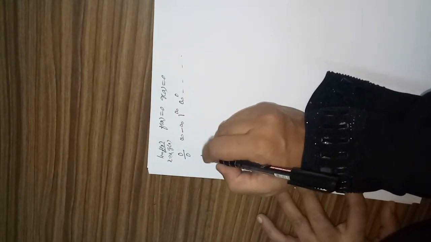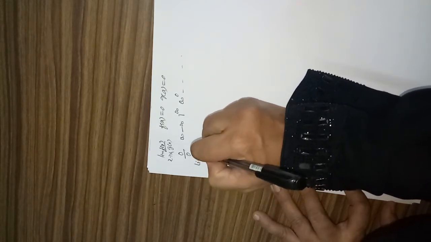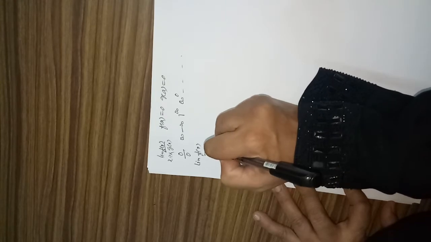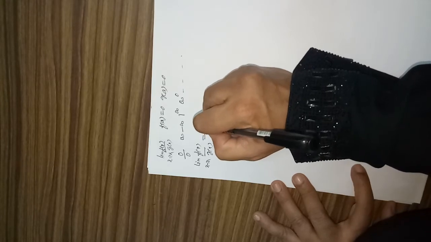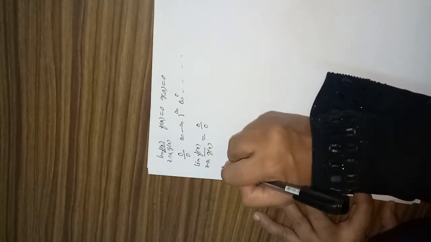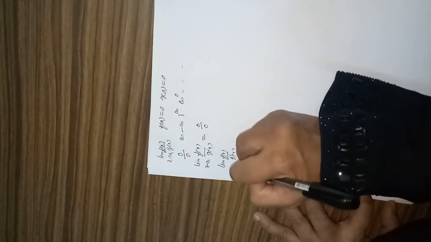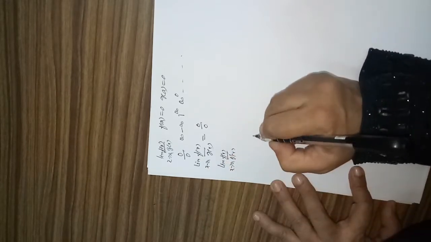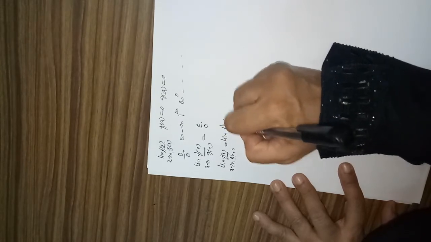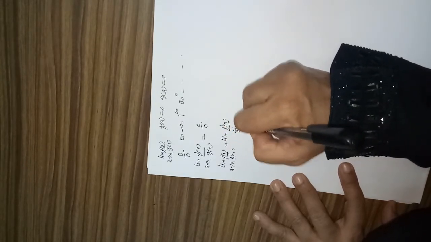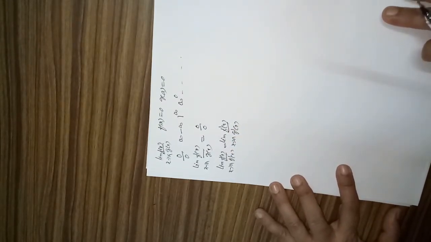Now what is L'Hospital's rule? If we are finding, say for example, limit of f(x) by g(x) as x tends to a, if it is becoming 0 by 0, then this limit of f(x) by g(x) as x tends to a will be equal to limit of f dash of x by g dash of x as x tends to the same limit a. This rule is called L'Hospital's rule.